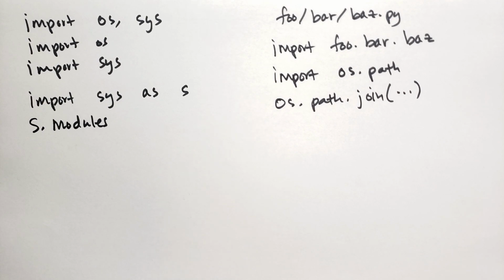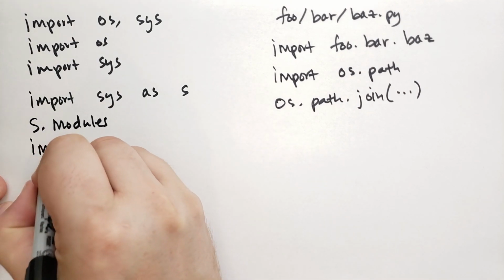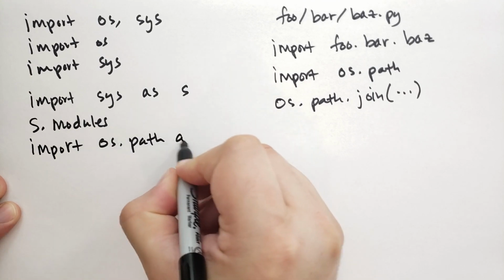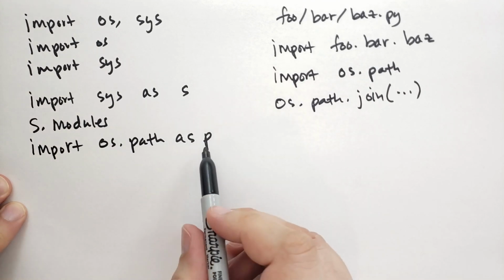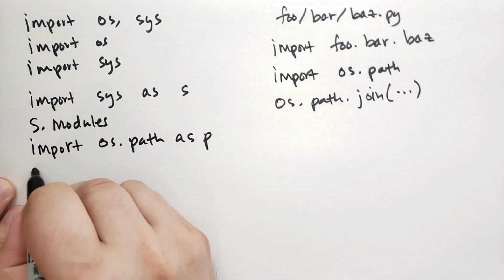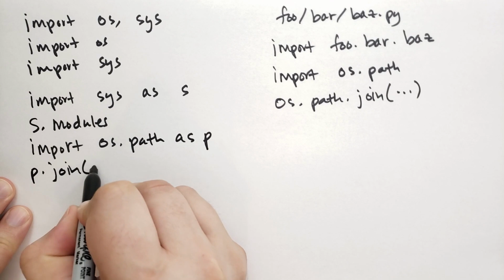This also works for packages. So if I said import os.path as p, what this will do is import the module and assign it to the variable p. So I could say then p.join.